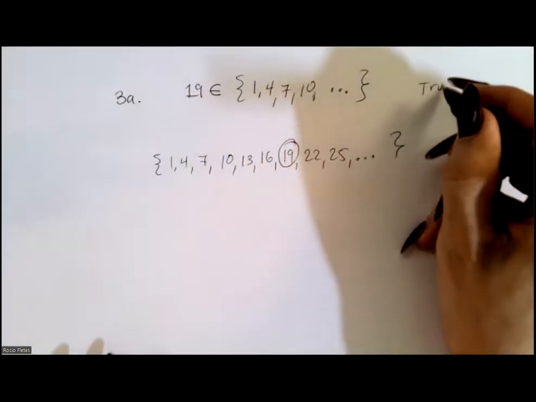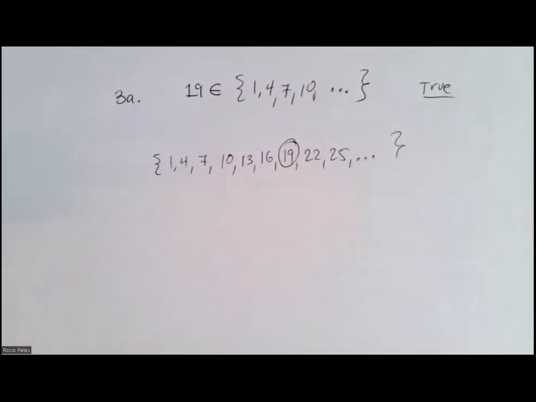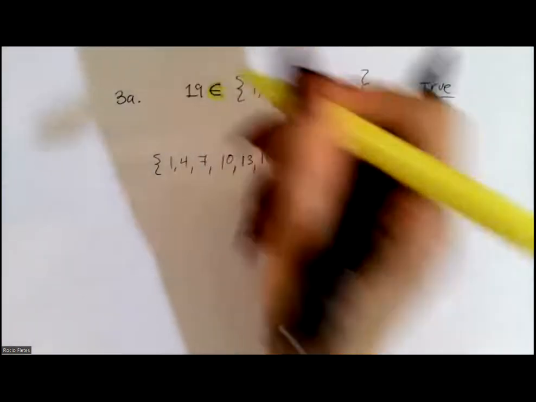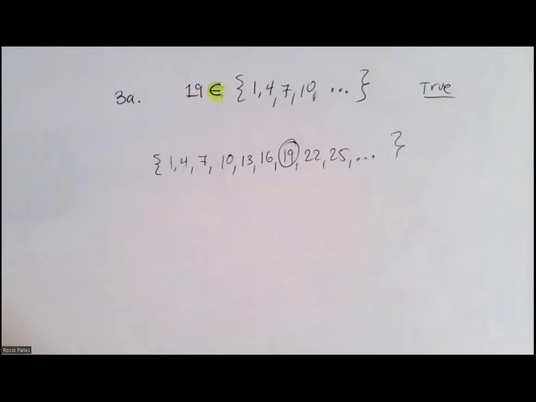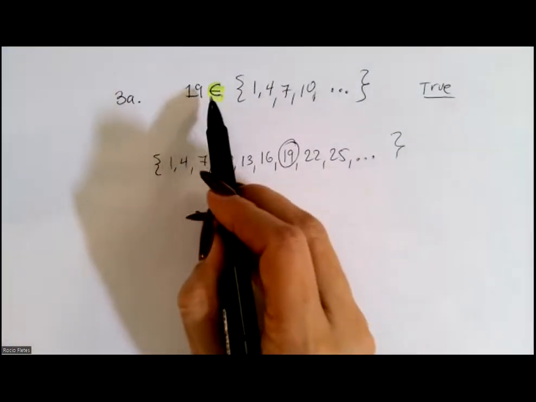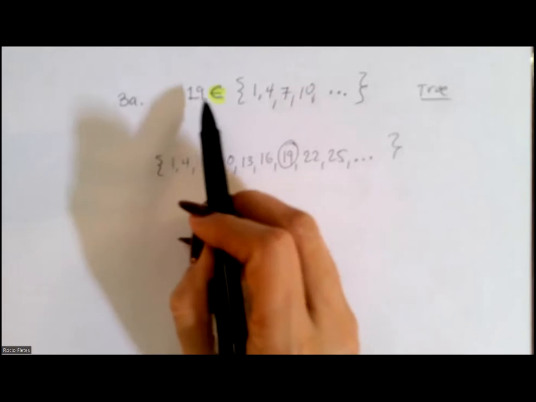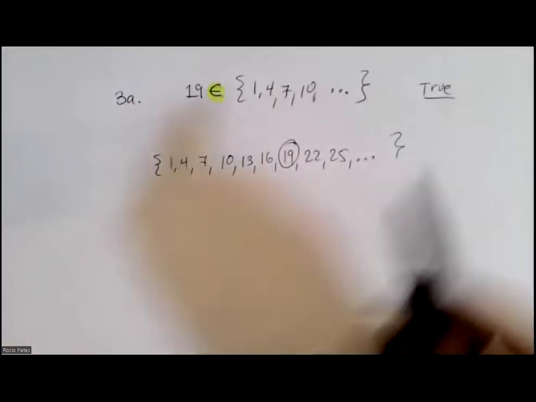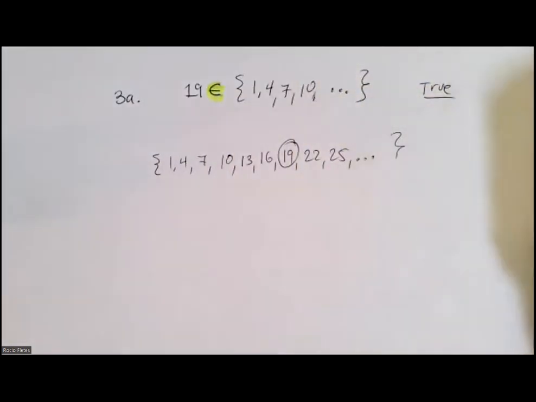So this is true. Remember, this symbol here means belongs to or is an element of. So we're saying 19 belongs to the set or 19 is an element of this set, right? And so the answer is true. Okay. All right, the next one, let me see.